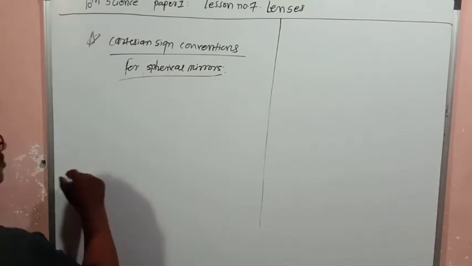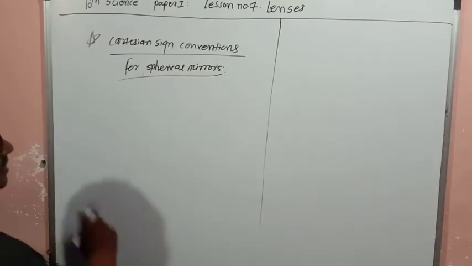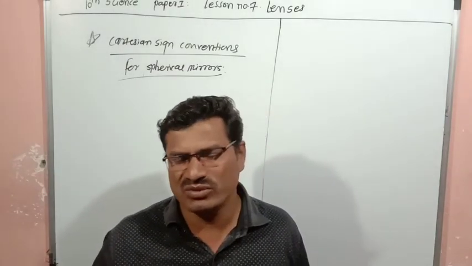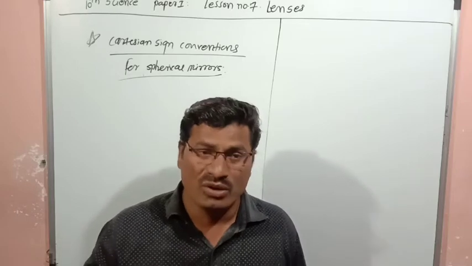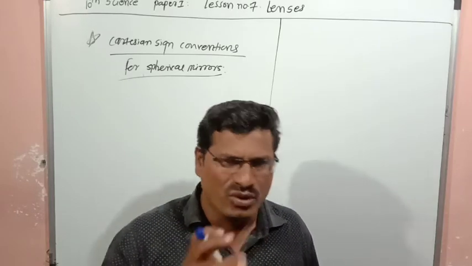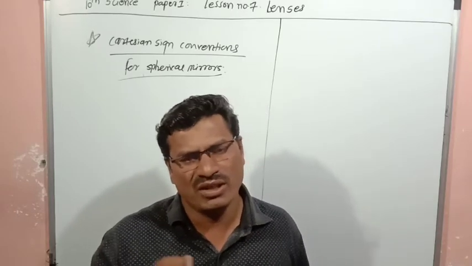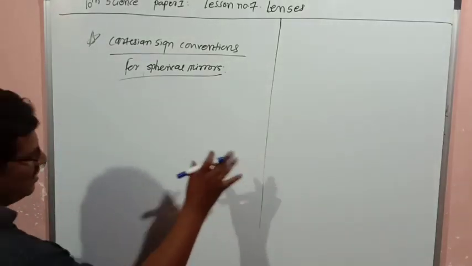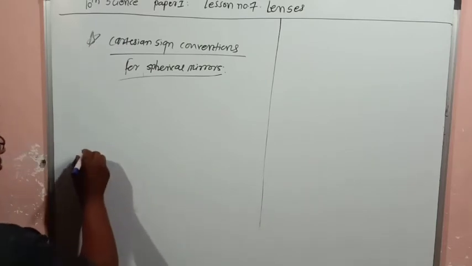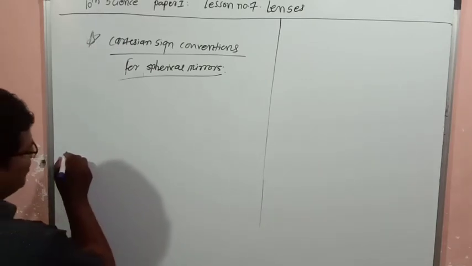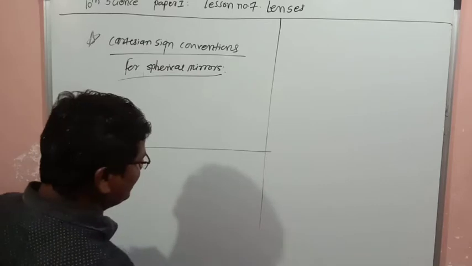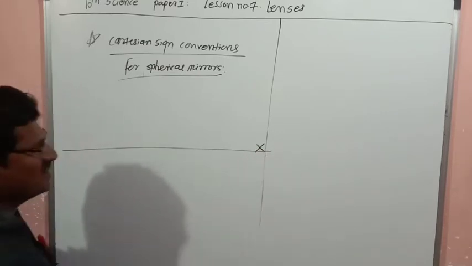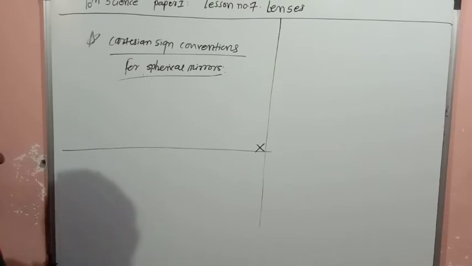For the spherical mirrors, there are two types of mirrors. First is the concave mirror, second is the convex mirror. Concave mirror is the converging mirror, and convex mirror is the diverging mirror. Whatever mirror it is, the sign conventions are similar. First of all I will draw the diagram. Suppose this is the principal axis. The principal axis is taken as the x-axis.